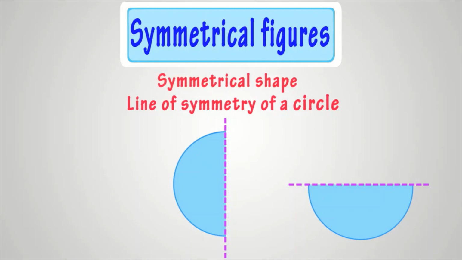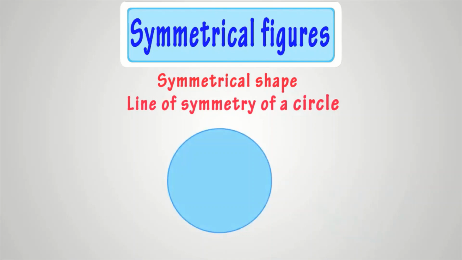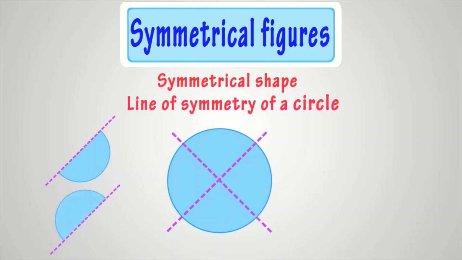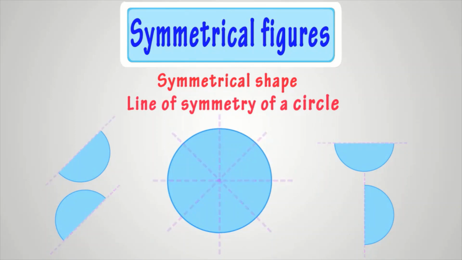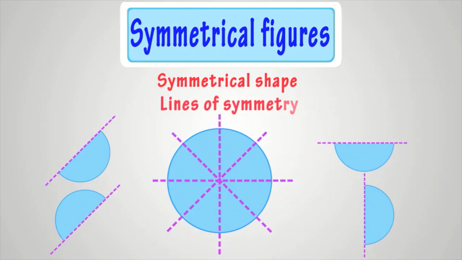Now let's see how many lines of symmetry you can make in a circle. Try folding the circle halfway. We can fold it here. We can fold it here too. So we can make any number of lines of symmetry in a circle, as all the lines that pass through the center of the circle are lines of symmetry.